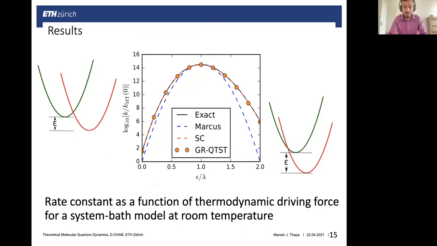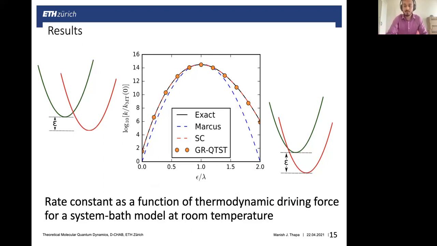And as you can see, GRQTST consistently accurately predicts the quantum rate constant at a wide parameter regime. A particularly appealing feature of this approach is that it is able to predict the rate constant accurately, even deep in the inverted regime, right? Which is quite difficult without extrapolation. And we can do that without extrapolation. And this was, I guess, a one-dimensional system bath model. And for this system, the semi-classical approach is also working quite well because it's still a harmonic system, right?